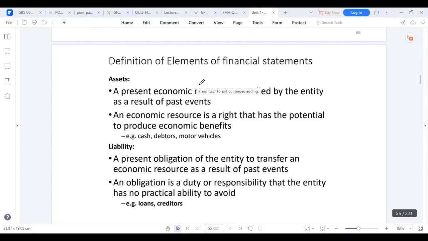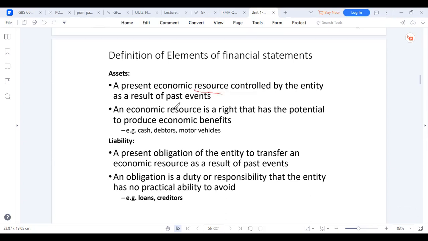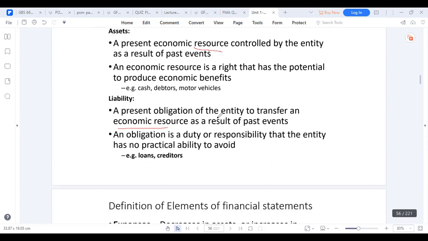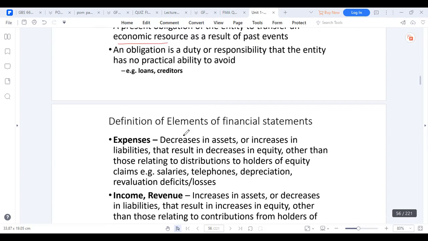So by definition, assets represent an economic what? An economic resource controlled by the entity as a result of past events, whereas a liability represents an obligation of an entity to transfer an economic resource as a result of past events. So a resource has potential to produce economic benefits, whereas an obligation has no ability to give economic benefits, such as liabilities like loans and creditors.